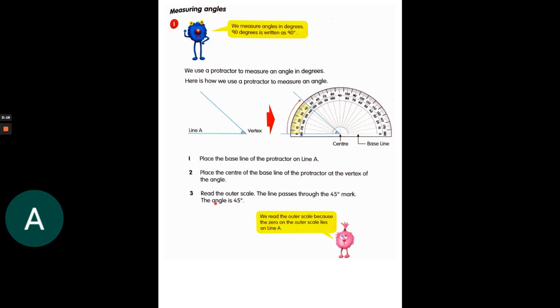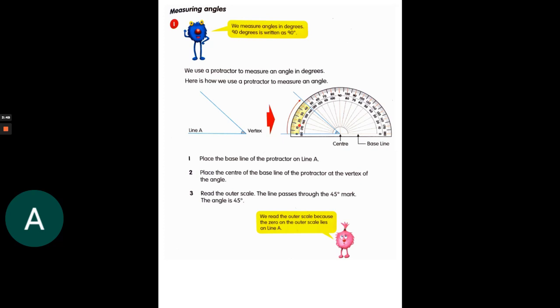And then number 3, we read the outer scale. I'll come on to why in a minute, but for now just listen. We read the outer scale. The line passes through 45 degrees, so the angle is 45 degrees. Well, let's check. Here we go. It's placed on 0. We've got the centre on the angle, on the lines where the lines meet, and if we read our line going up, the blue line, we can see that it's quite right. We go 40 and we've got 50 and it's halfway between the two, which is a 45 mark. So the angle is 45 degrees.